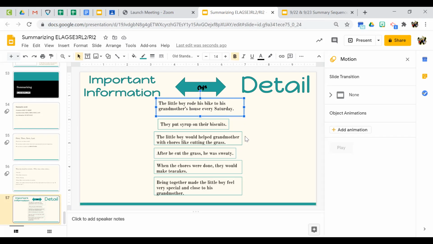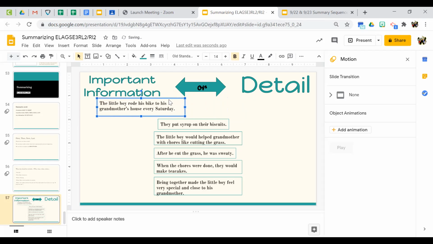So let's think, is this an important piece of information or a detail? I want you to point the direction that I should move this. Should I move it to the left because it's important information, or should I move it to the right because it's a detail that we don't need to include? Go ahead and point for me. It is an important piece of information, so I'm going to move it to the left here.